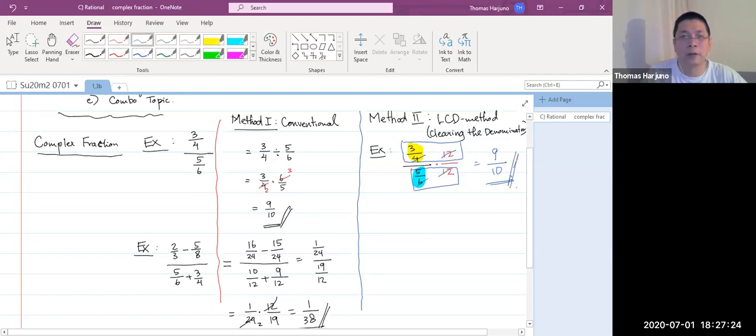A lot faster. Let's do it again. 3 over 4 over 5 over 6 multiplied by 12 over 12, which is the LCD of 4 and 6. Now 12 divided by 4 is 3, multiplied by 3 gives me 9. 12 divided by 6 is 2, multiplied by 5 is 10. Bang, you're done.